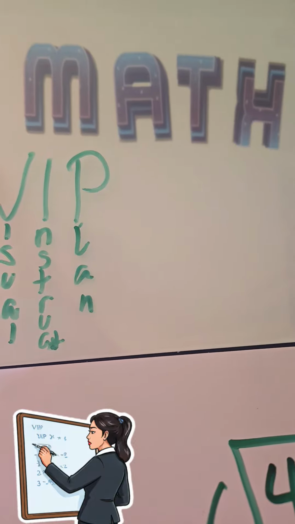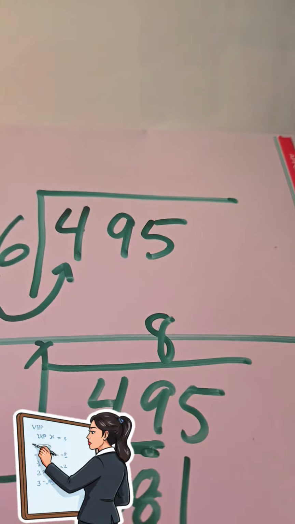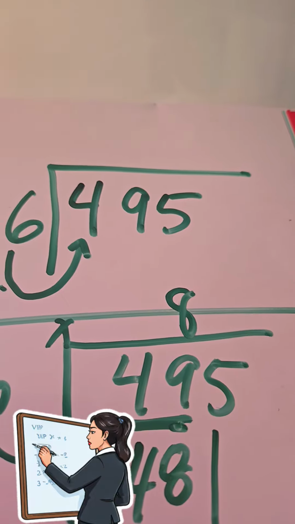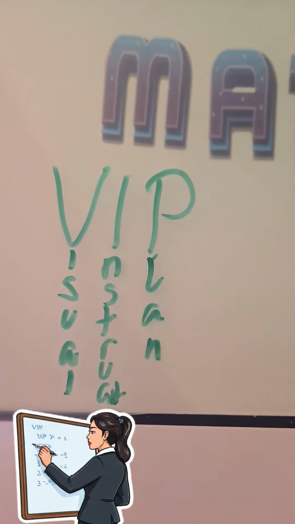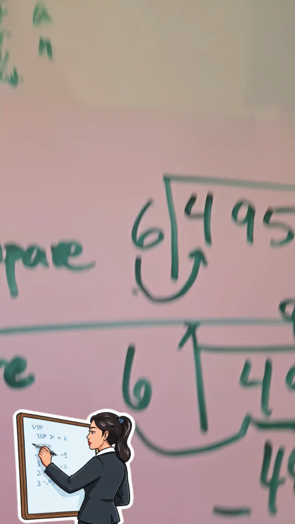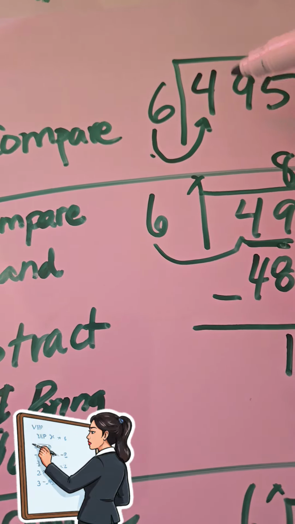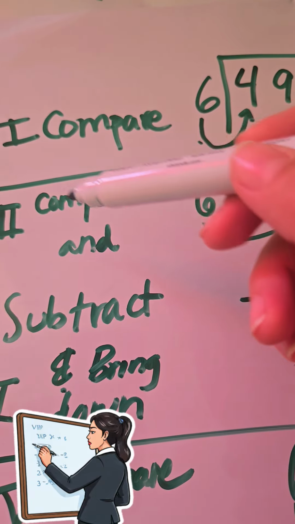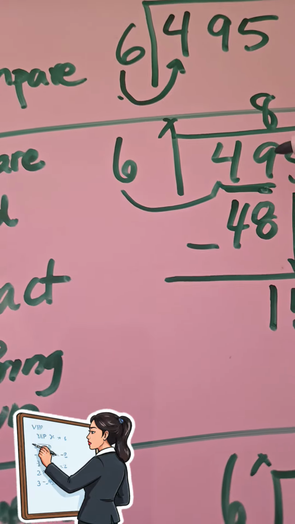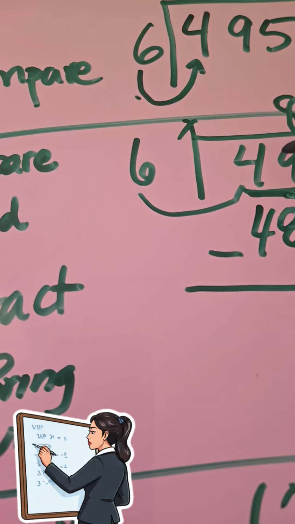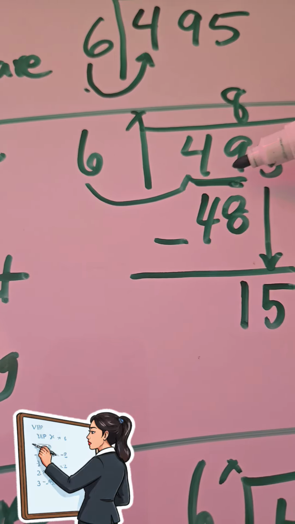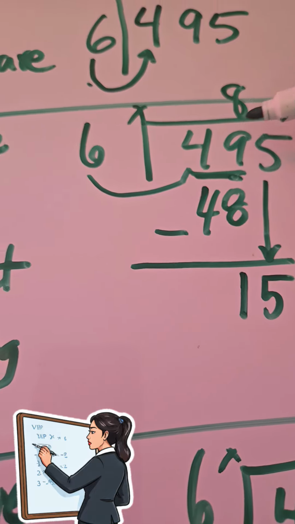Today I'm going to go over the problem that I had previously introduced, which was 495 divided by 6, using a visual instructional plan. So in the first step, we basically compare the 6 and the 4. 4 was too small, so we needed to compare the two numbers. So now we have 49 and we multiply.